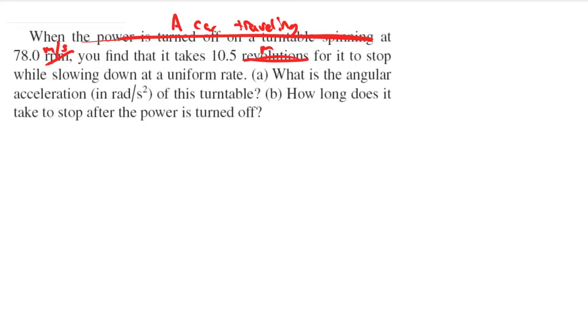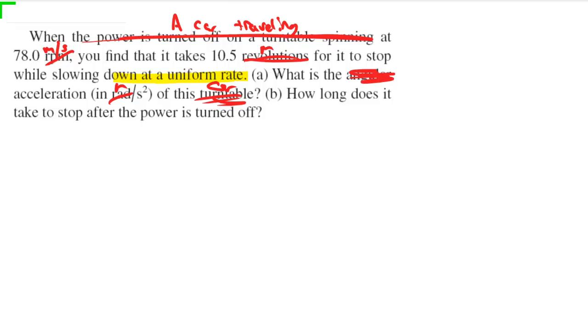So this is key, right? A uniform rate, a constant acceleration. That's when we can use those rotational kinematics equations, just like when we could use the linear kinematic equations. And we want to know what is the angular acceleration. Doing this in linear, we could just say what is the acceleration in meters per second squared of the car, and how long does it take to stop after the power turned off? Well, time is time. If this car traveling 78 meters per second hits the brakes and takes 10 and a half meters to come to rest, then what's the acceleration? How long does it take?